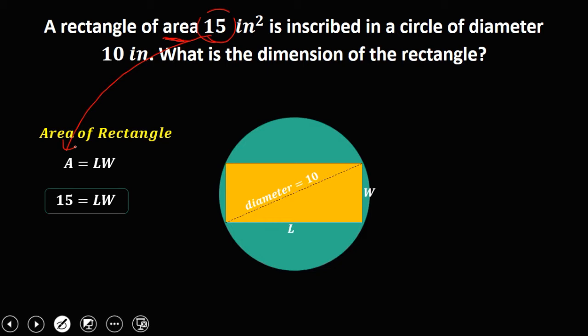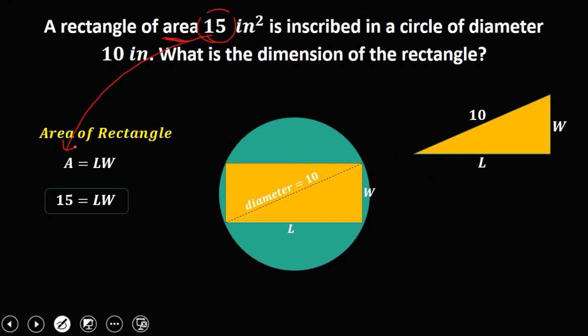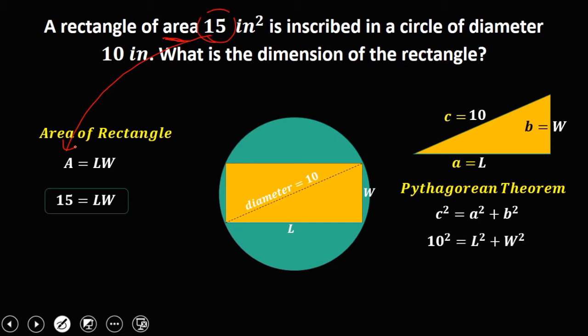Now, on this diagram, there is a right triangle, and these are the values: 10, length, and the width. Since this is a right triangle, we can solve this using the Pythagorean theorem. c squared equals a squared plus b squared, and c is the hypotenuse, that's the longest side. So c is equal to 10, and a and b are the remaining sides: a is L, and w is b. Substitute these values. So we have 10 squared is equal to L squared plus w squared. Since 10 squared is equal to 100, this is now our second equation.